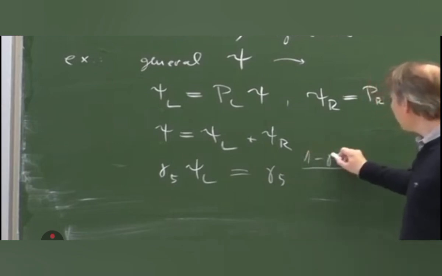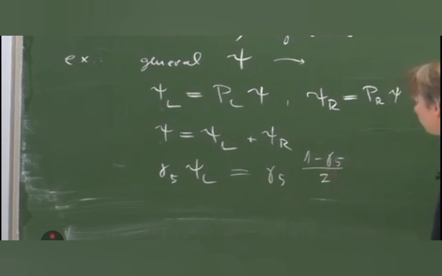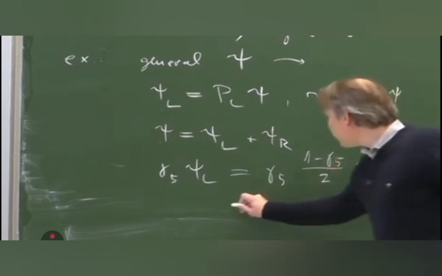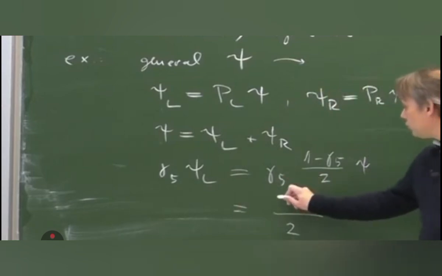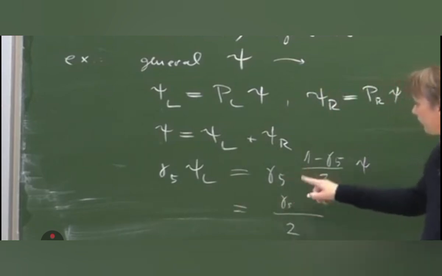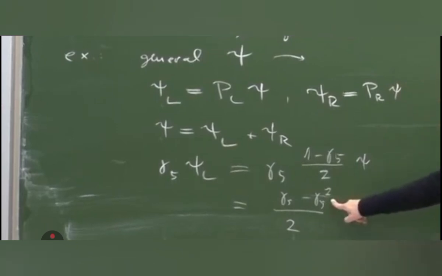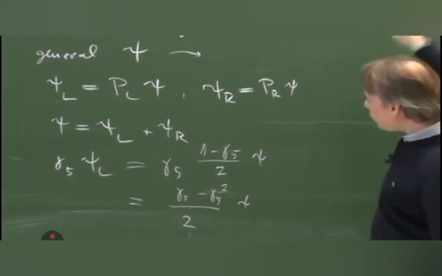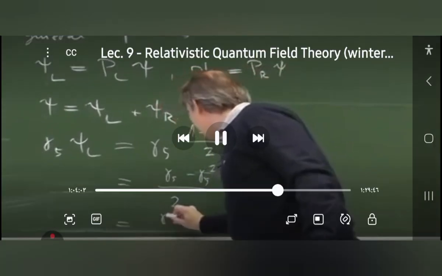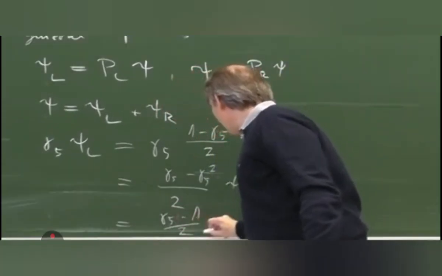So this is p left acting on psi. And now let's for once evaluate this. If we evaluate it, we have gamma 5 times (1 minus gamma 5) squared divided by 2 acting on psi. What, however, is gamma 5 squared? Gamma 5 squared is the unit matrix. Therefore, we get (gamma 5 minus 1) over 2 acting on psi.